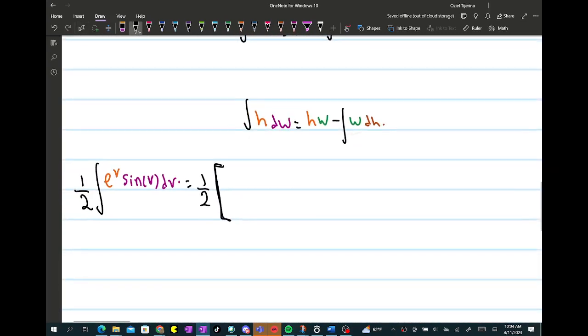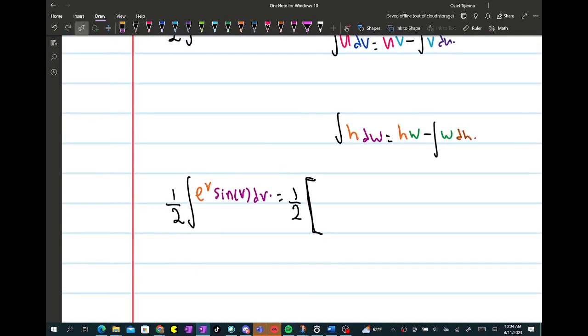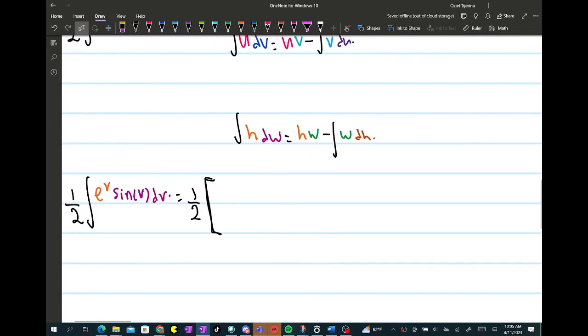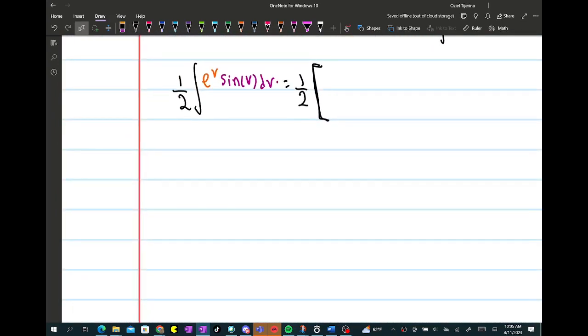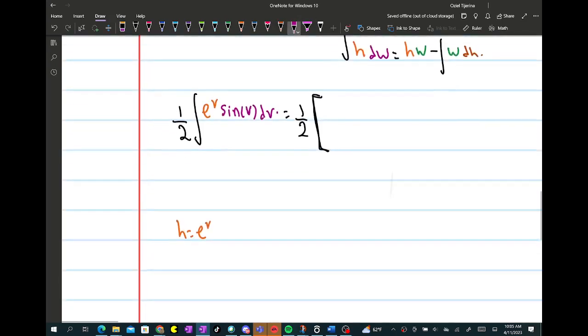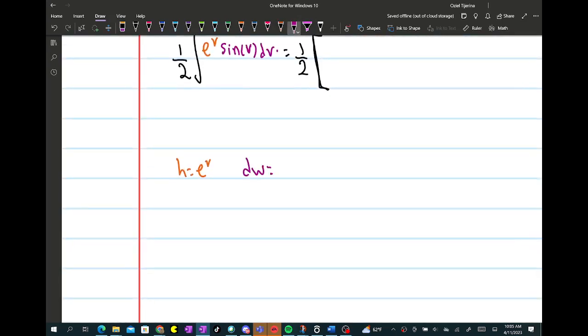So what I'm going to do is define h and dw. So h is e to the v. So we know h is e to the v, and then h dw. So dw is going to be sine of v dv.